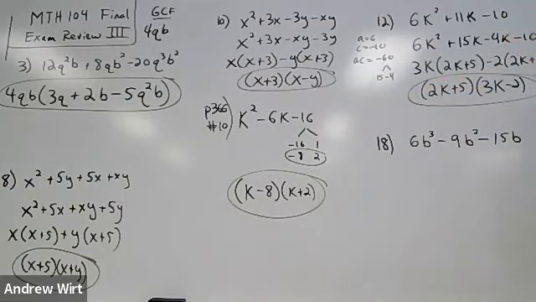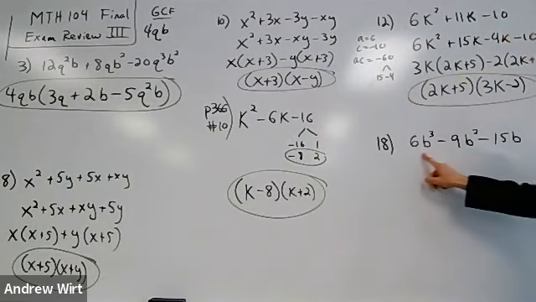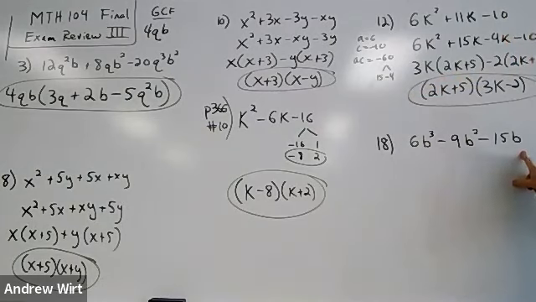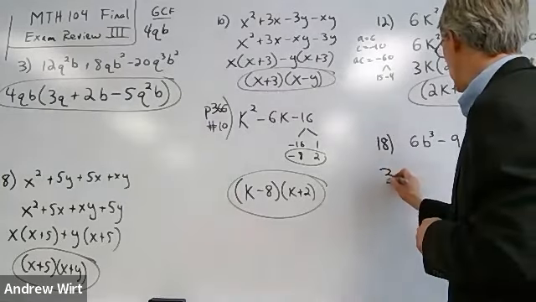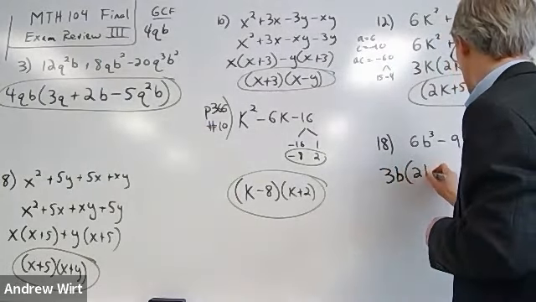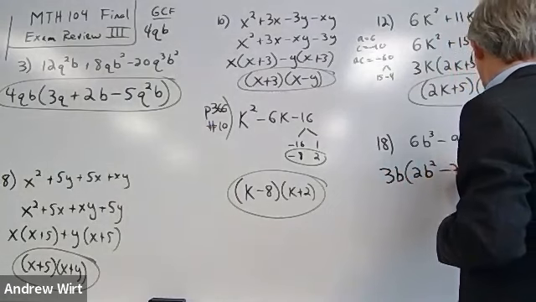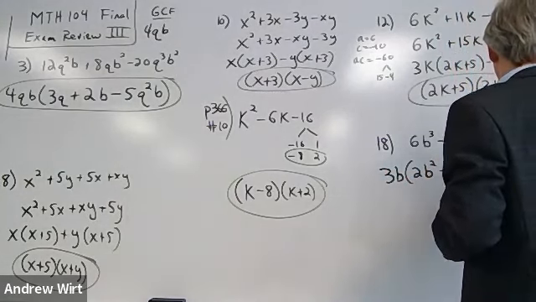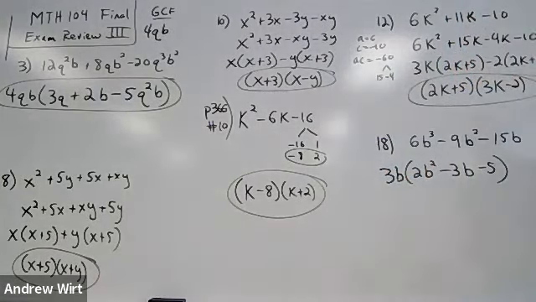Now for 18, notice we have b's in all three terms. So that's a clear sign we need to factor out a GCF first. We also have a common factor of 3 between 6, 9, and 15. So I'm going to factor out a 3b. And inside the parentheses, we get 2b squared minus 3b minus 5.